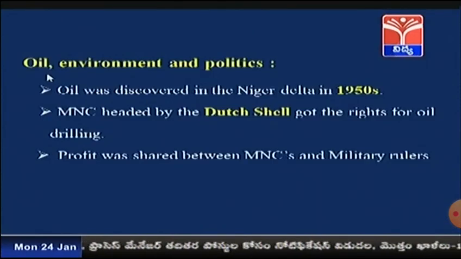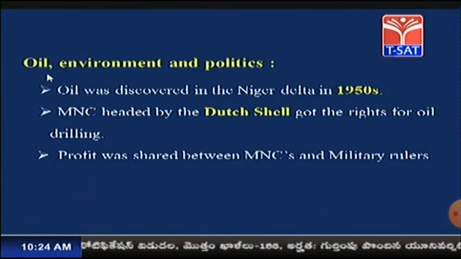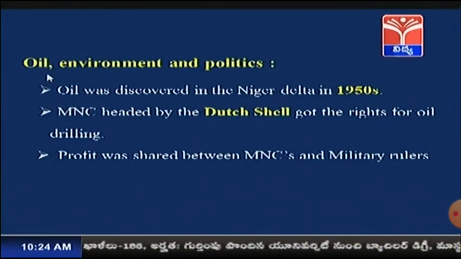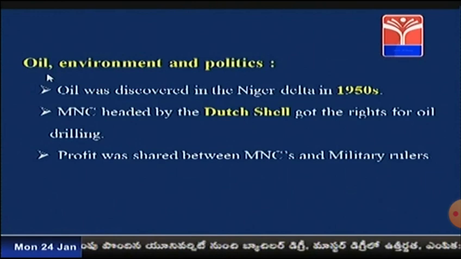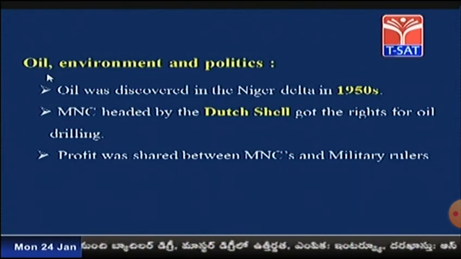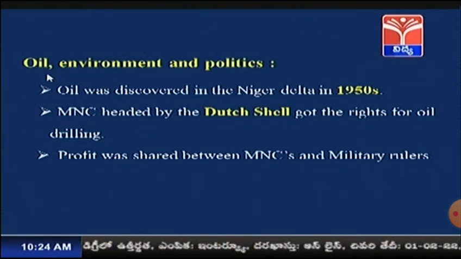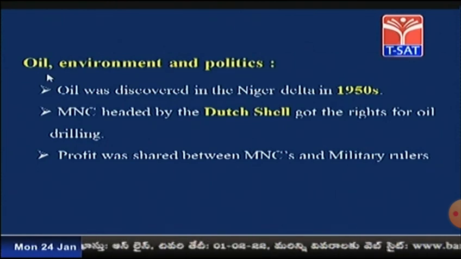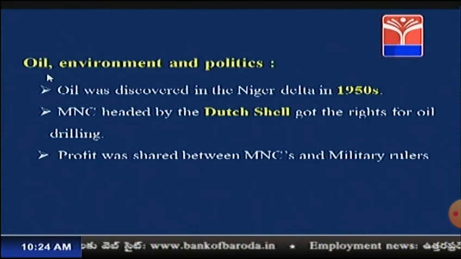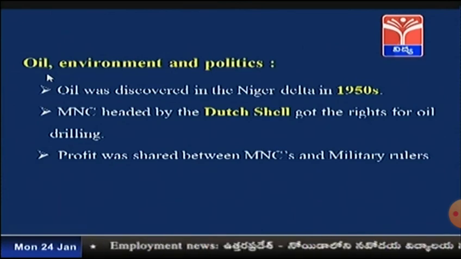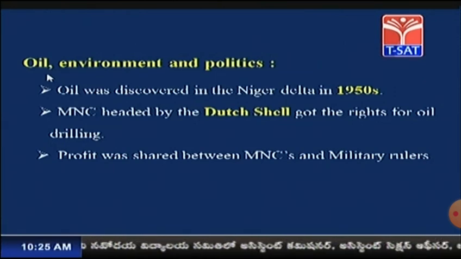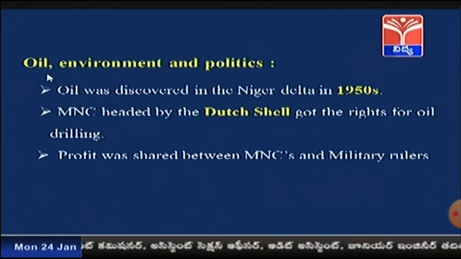Oil, environment and politics. In Nigeria in the 1950s, oil was discovered in the Niger Delta. This was the turning point for Nigeria. So multinational companies headed by the Dutch Shell Company got the rights for oil drilling, but the profit was shared between the multinational companies and the military rulers. So the military rule suppressed all the human rights of the people.